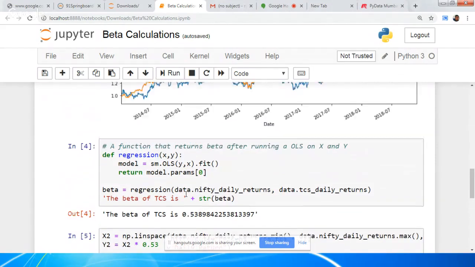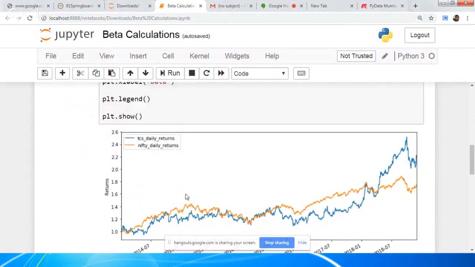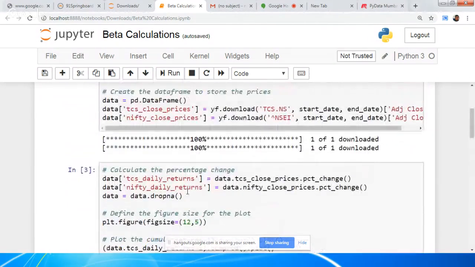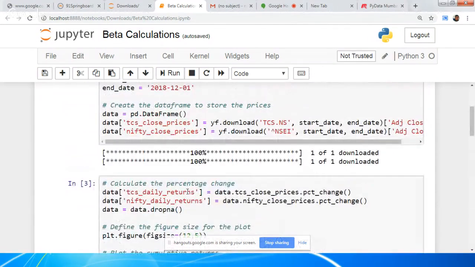Which input? No, we are not there yet. We are just at one piece, which is how to calculate beta, which is the relationship between the market returns and the stock returns.